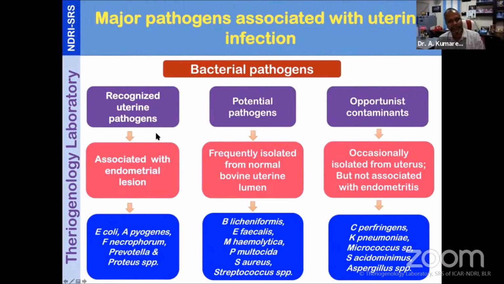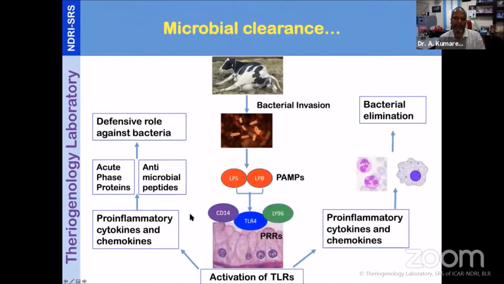So they are always associated with the endometritis lesion. What are they? E. coli, Archaeobacterium pyogenes, and F. necrophorum, and Prevotella and Proteus are very less. But E. coli and Archaeobacterium pyogenes, these two are the major uterine infection causing organisms, even in our conditions as well. I've taken an example of E. coli here for understanding purposes.